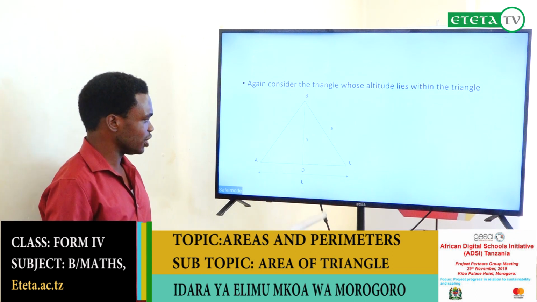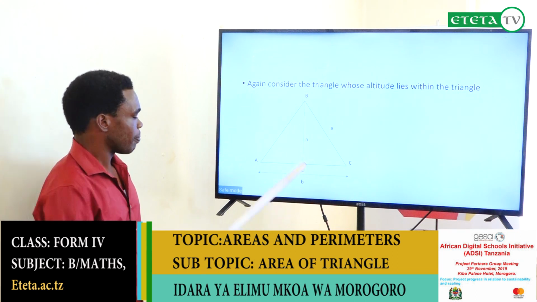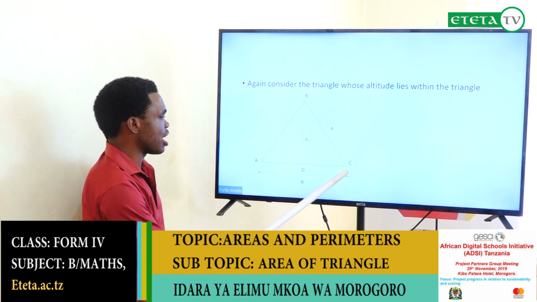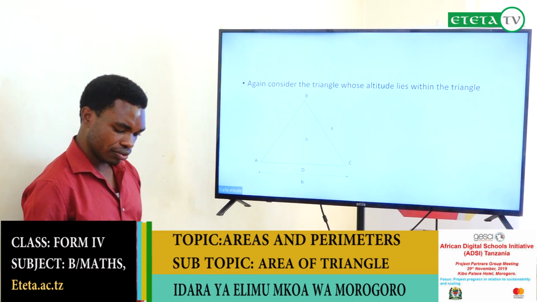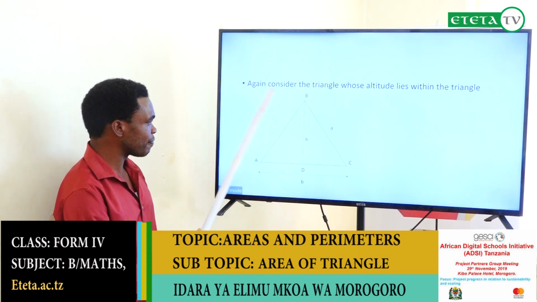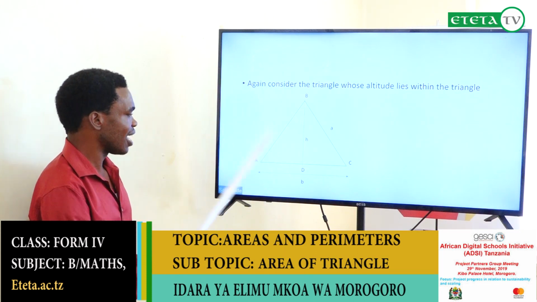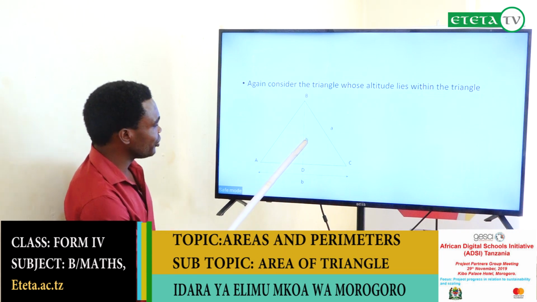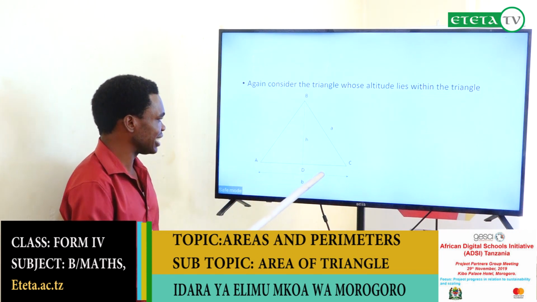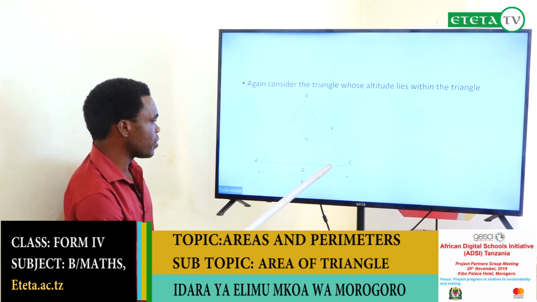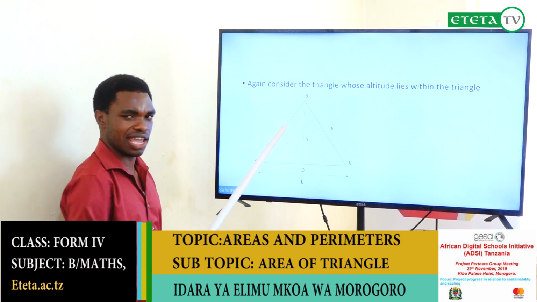Now, how are we going to deal with such a case? You must also have an angle, for example angle C. Now, the area will be equal to a half b h, but we should first find h. h and a, with this angle, are related in such a way that if we apply sine C, it will be equal to h over a.